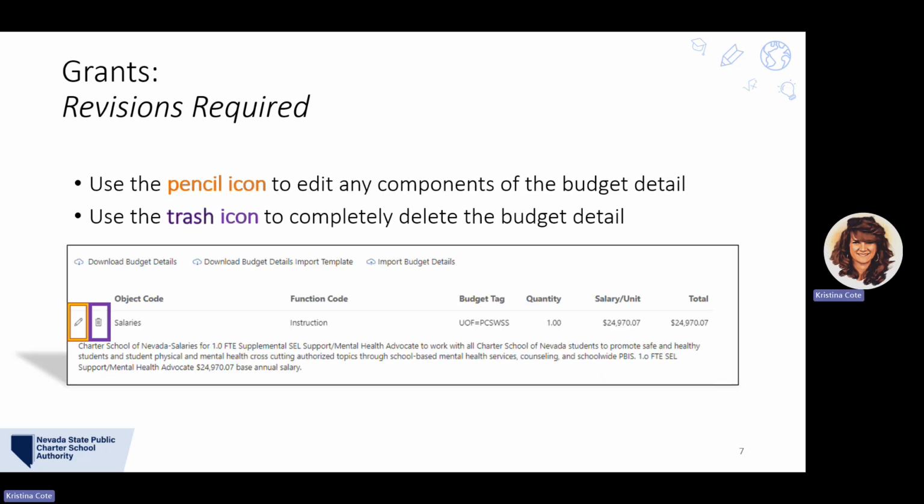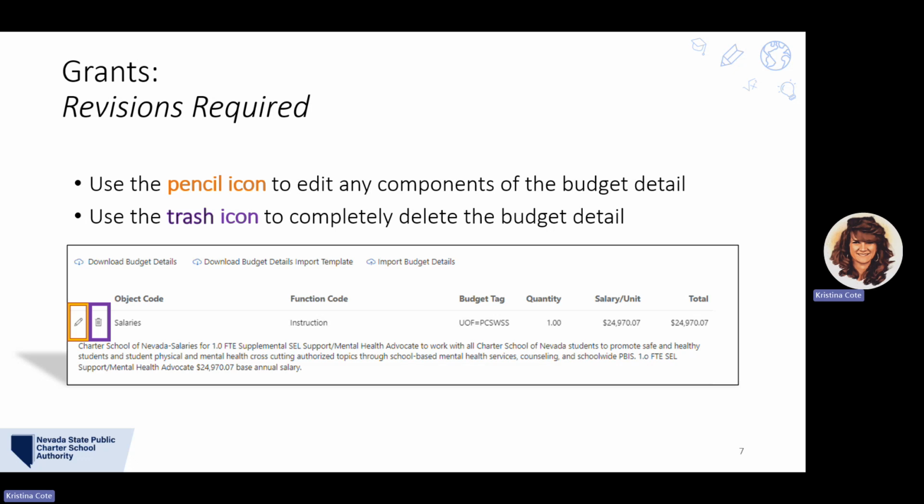If you need to revise or delete one or more rejected budget details, the GMS has helpful functionality to assist you. Use the pencil icon highlighted on this slide in orange to edit any components of a budget detail that has been returned. If you choose to select the pencil to edit the budget detail, once it's clicked, the budget detail elements will populate above and the user can make the necessary edits. Click the Save button to save your edits.